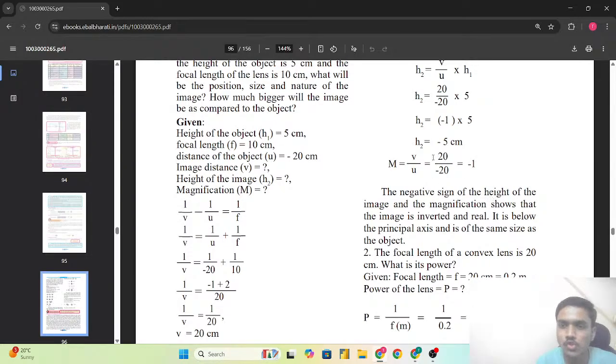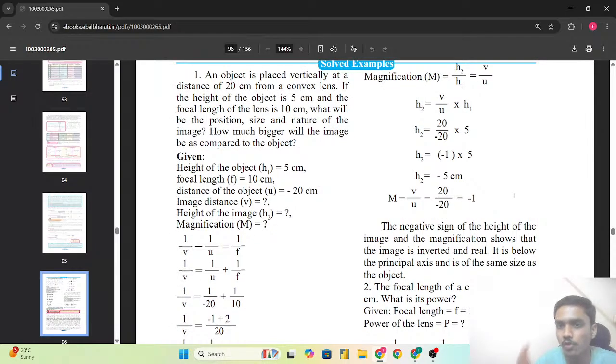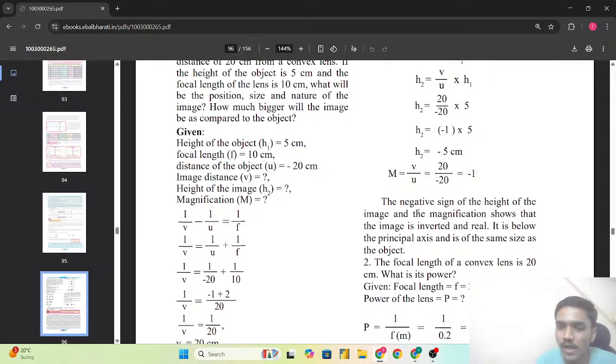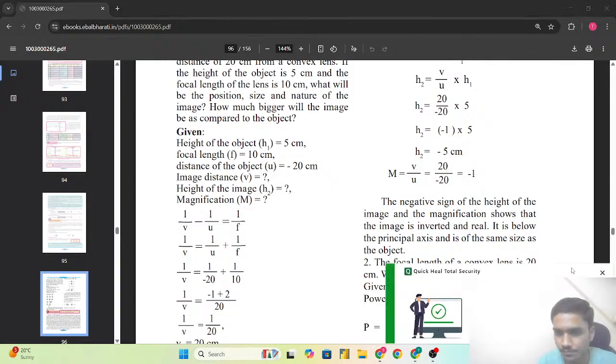मतलब जो यहाँ पर जो image formed हुई है, so as compared with the height of the object, that height of the object is 10 centimeter as it is given in the question. और जो height of the image which we have got after applying the formula of the magnification, so we are getting here the negative sign of the height of the image and magnification shows that the image is inverted. Obviously, an image will be inverted as it is formed downwards towards the principal axis. So it will be negative. It is below the principal axis and is of the same size as the object.